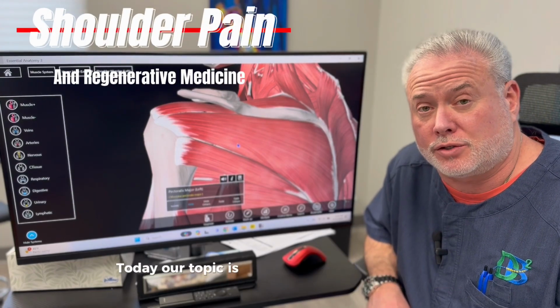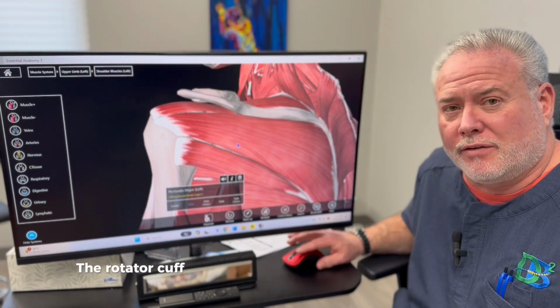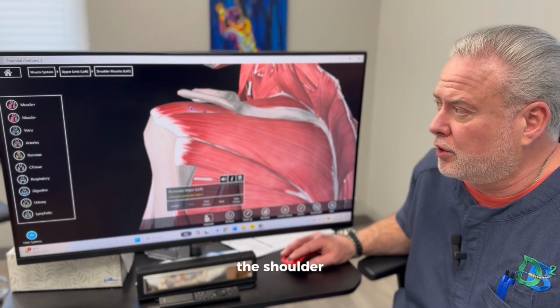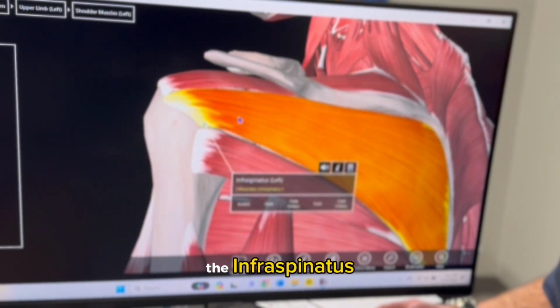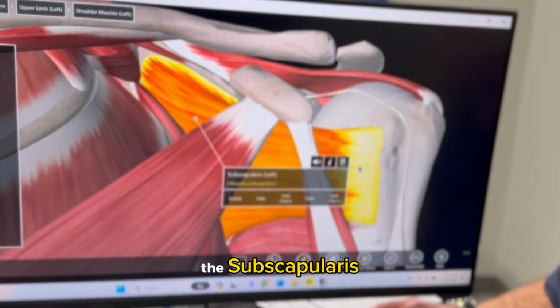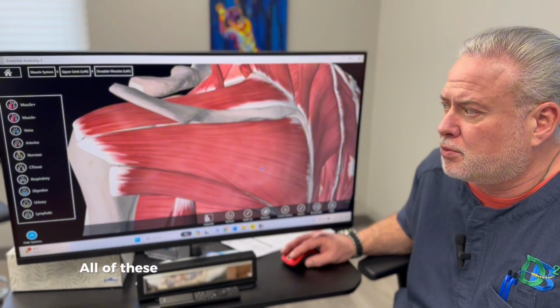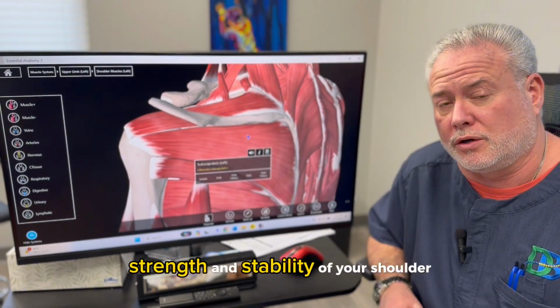Today our topic is rotator cuff pathology. Let's get started. The rotator cuff is made up of four muscle groups in the shoulder: the supraspinatus, the infraspinatus, the teres minor, and on the front side here, the subscapularis. All of these muscles have to do with range of motion, strength, and stability of your shoulder.